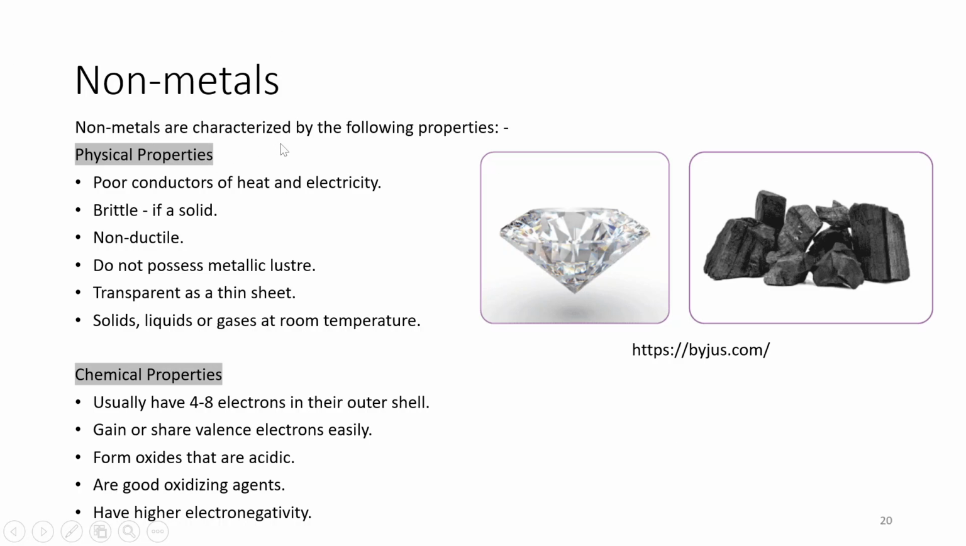Next, in the case of non-metals, we have poor conductors of heat and electricity because they don't have that many free electrons. Then we have brittle. So these, in the solid state, are brittle and non-ductile, and they do not possess metallic luster, and they are transparent as a thin sheet. Then solids, liquids, or gases at room temperature. As I told earlier, different non-metals can be in different physical states.